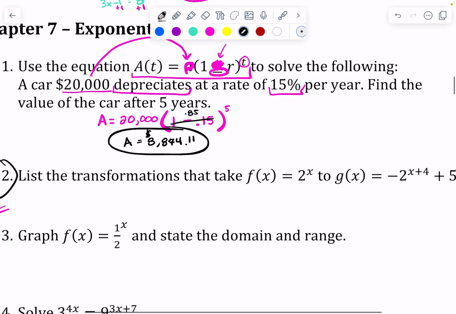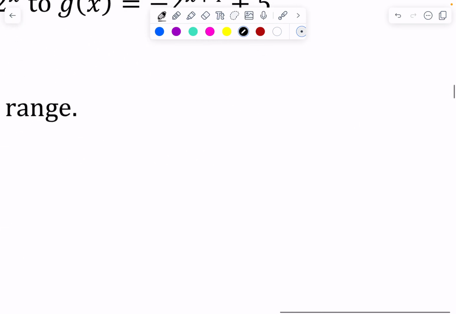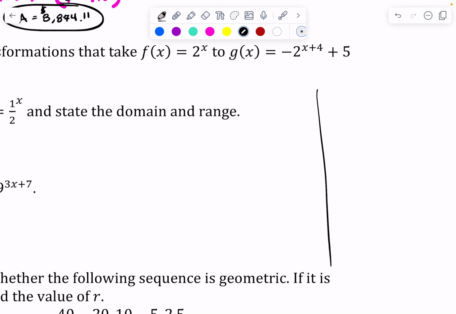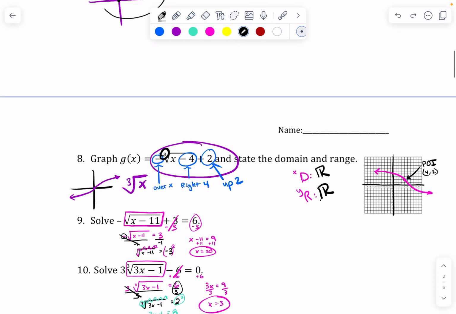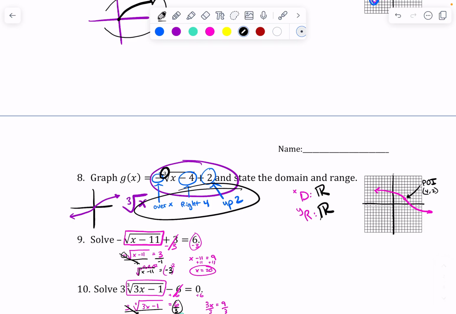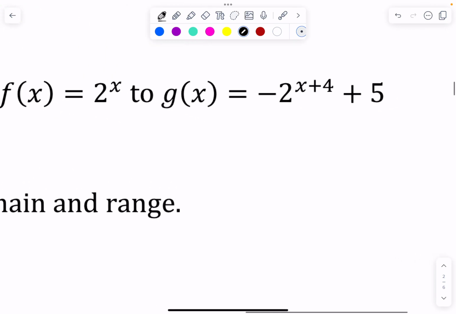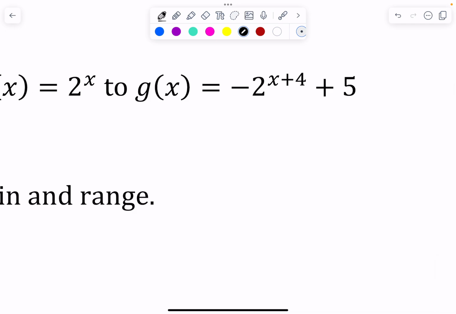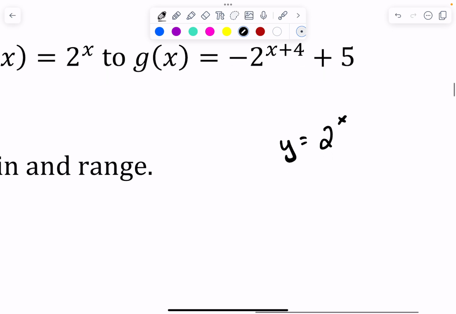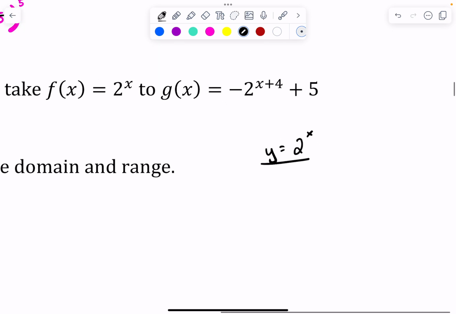Number 12. We're going to list out some transformations over here. So if you want to write this down, I'm going to take up a lot of room in this corner. These are going to be some of the same transformations that we listed here, like over x and right four and up two and all that good stuff, but this is specific to exponential functions. So if my parent function is y equals 2 to the x power, let's write down what some things will do.